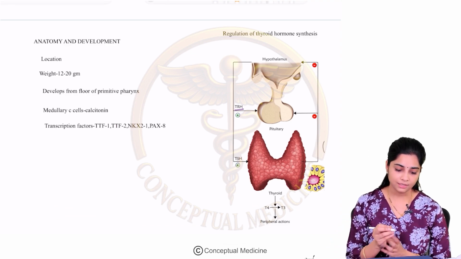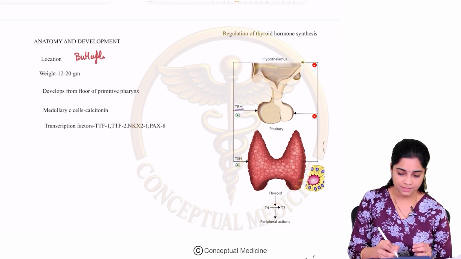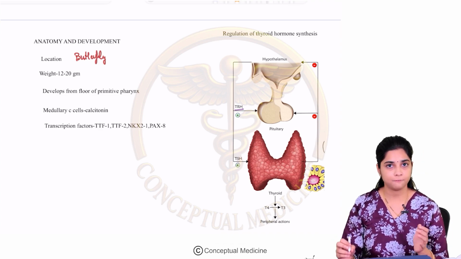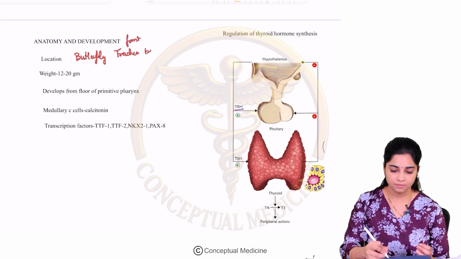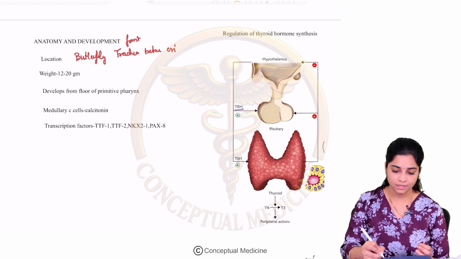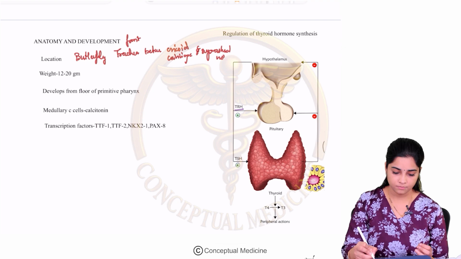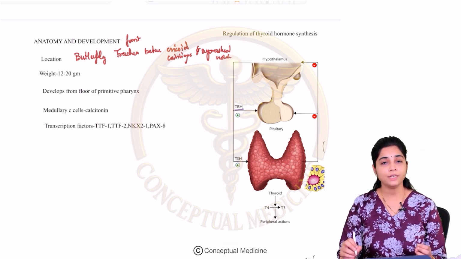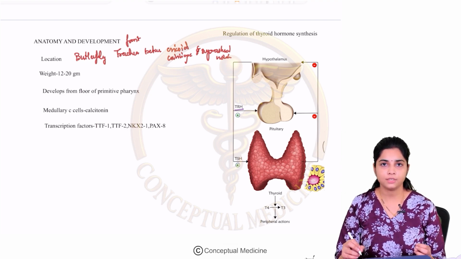The thyroid gland is basically a butterfly-shaped organ which is present in front of the trachea. Between what? Between the cricoid cartilage and the suprasternal notch. So the thyroid gland is a butterfly-shaped gland present between the cricoid cartilage and the suprasternal notch, in front of the trachea.